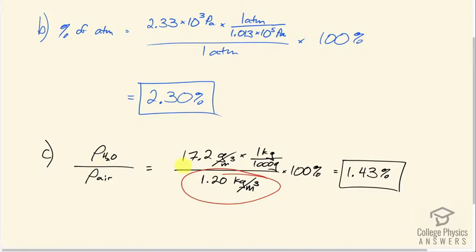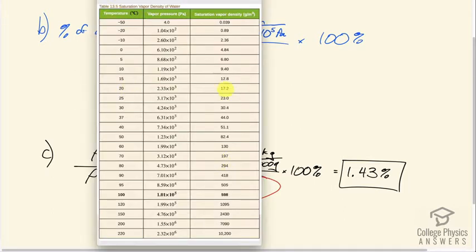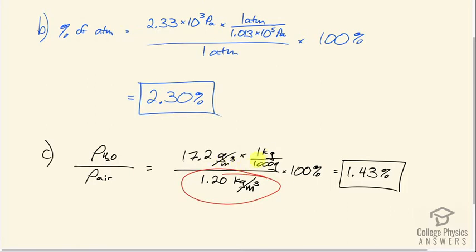So we have 17.2 grams per cubic meter at 20 degrees Celsius. Also, that came from table 13.5. And we convert that into kilograms per cubic meter in order to divide by the kilograms per cubic meter in the denominator. And so that's 17.2 divided by 1,000 divided by 1.2 kilograms per cubic meter, and we get 1.43%.